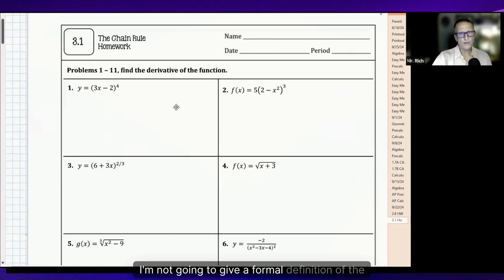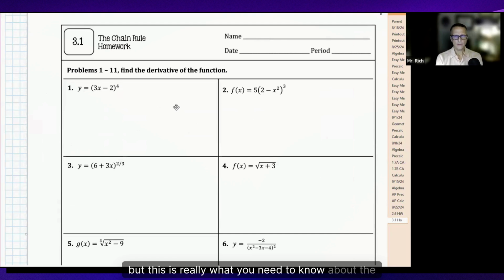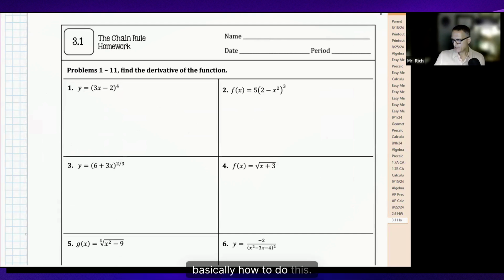That's what we need. That's it. I'm not going to give a formal definition of the chain rule. I'm just going to show you how the chain rule works. I'm going to explain it. There's more to it than this, but this is really what you need to know about the chain rule. I'll show you by example, basically, how to do this.